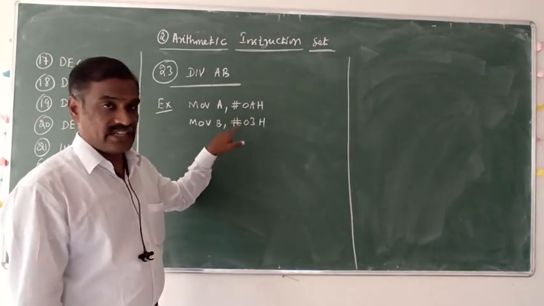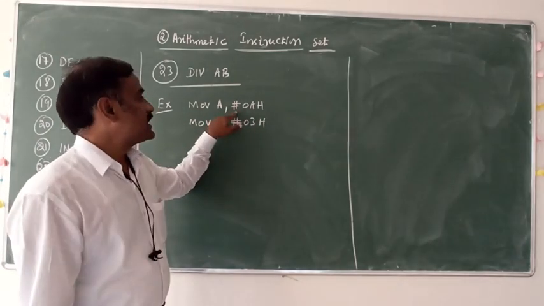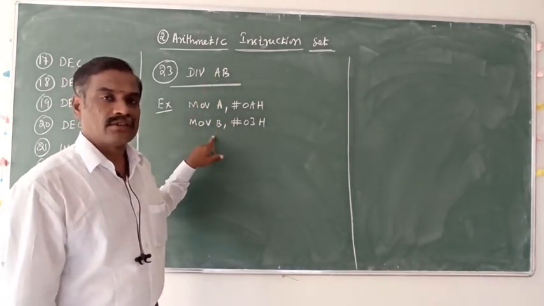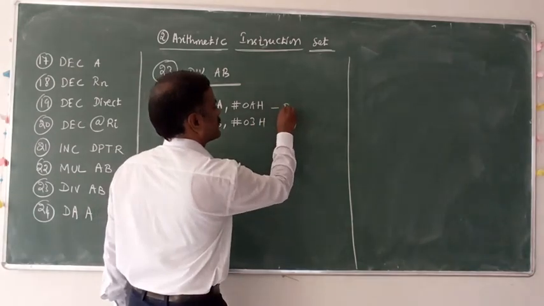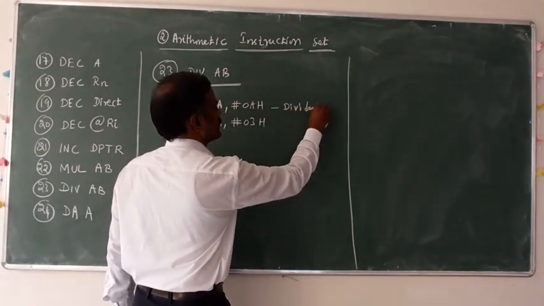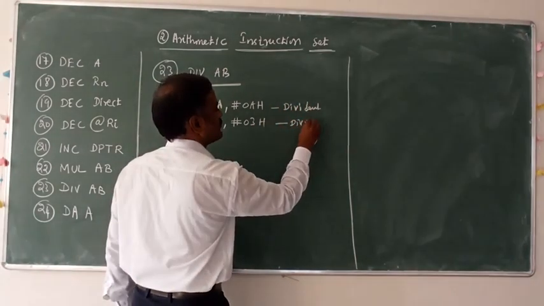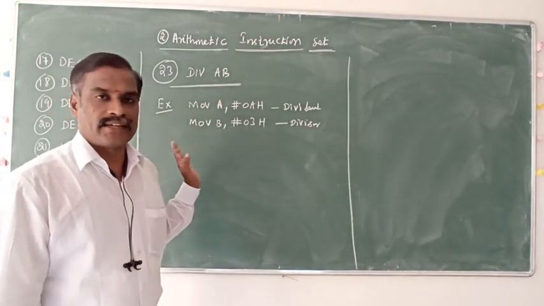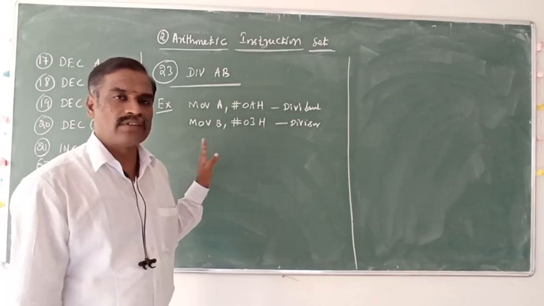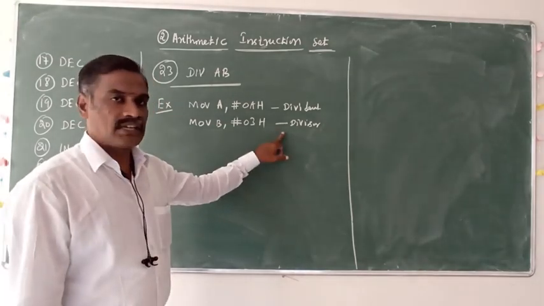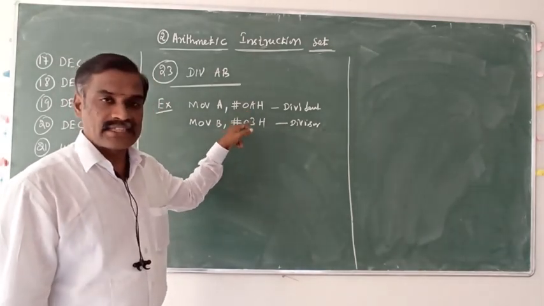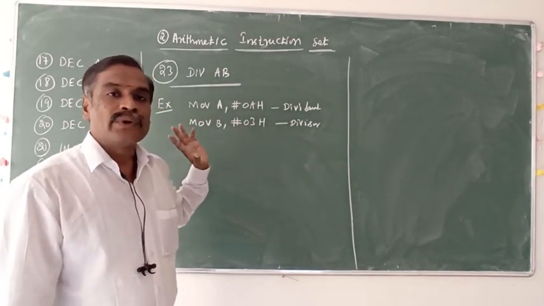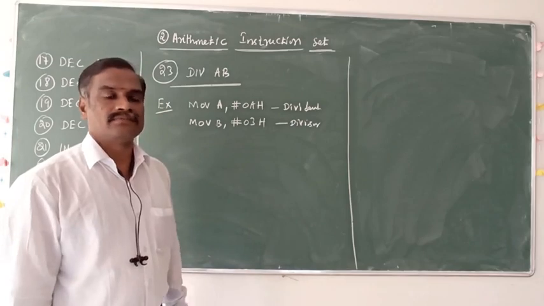Now to divide these two data, data 1 is always in the accumulator, the second data will be in the B register. This is the dividend, and this is the divisor. Okay, the dividend is always the large data, and the divisor is small compared to the A register data. Then only we can divide the two data.